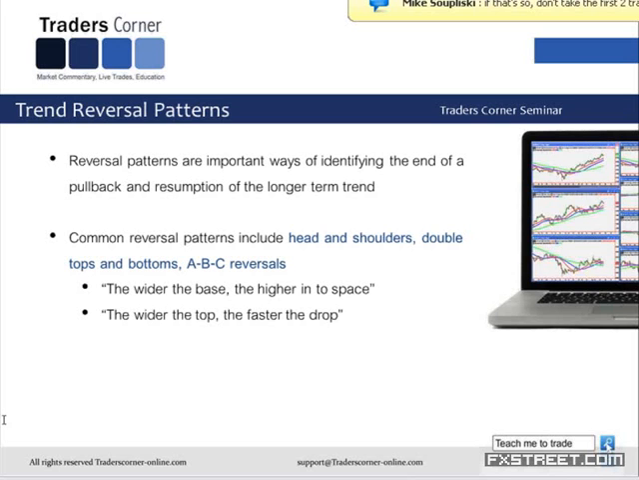The correction could be a triangle, of course, but you don't know that it's going to be a triangle in the beginning. It just could start off as a pullback, but ultimately, as I said, I can't comment on those patterns because personally I don't trade those patterns as such. I know they manifest themselves on my charts, but I'm not looking at it and saying I'm trading this because it's a triangle. I'm just trading the price action.